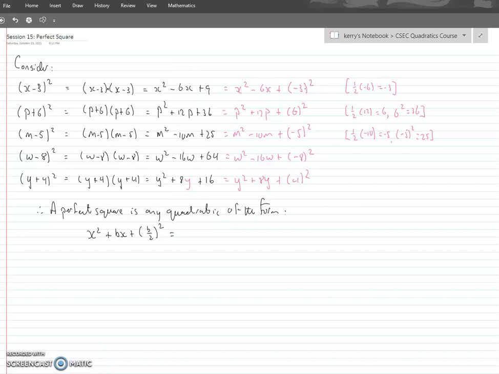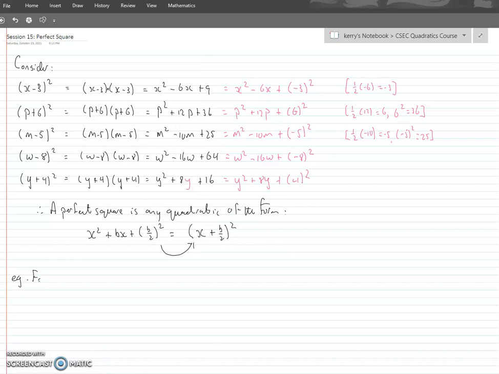And check something cool here. Look at this number in the brackets. That's this number here. And look at the number inside these brackets: -3, 6, -5, -8, and 4. So once you identify that something is a perfect square, you could factorize it into x plus whatever b is, you divide it by 2, squared. So let me show you.